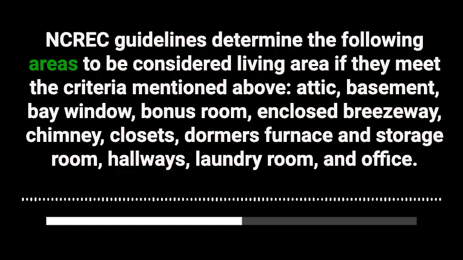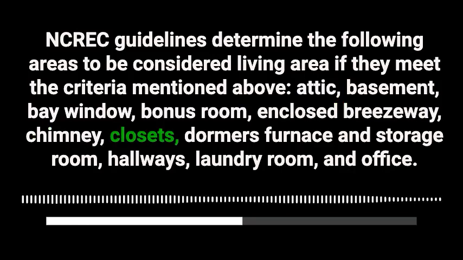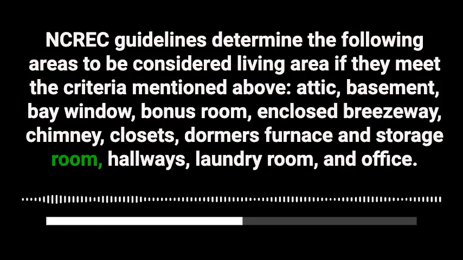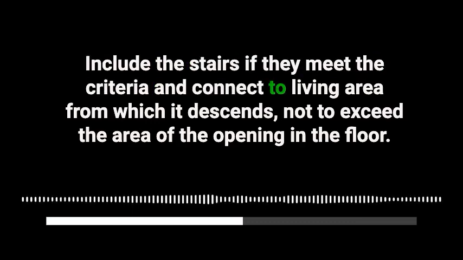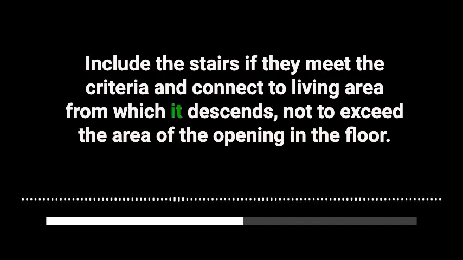NCREC guidelines determine the following areas to be considered living area if they meet the criteria mentioned above: attic, basement, bay window, bonus room, enclosed breezeway, chimney, closets, dormers, furnace and storage room, hallways, laundry room, and office. Include the stairs if they meet the criteria and connect to the living area from which they descend, not to exceed the area of the opening in the floor.